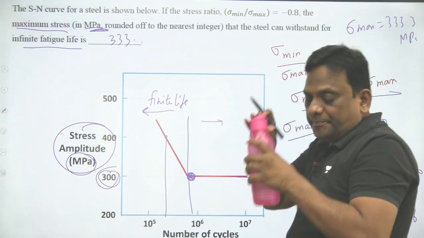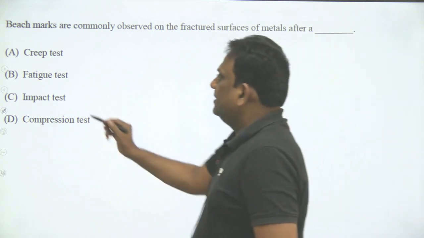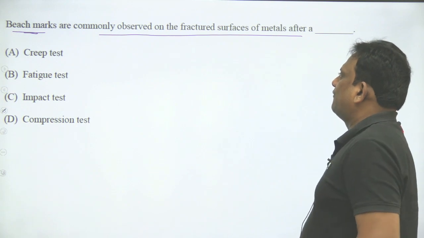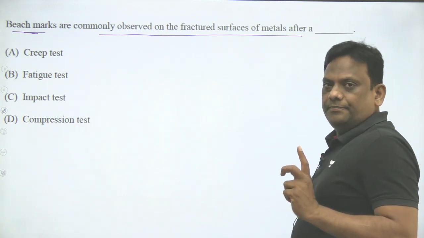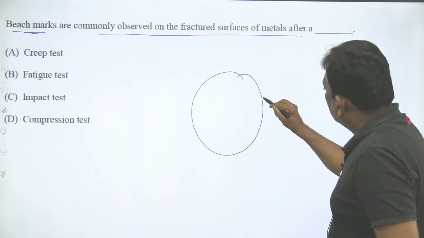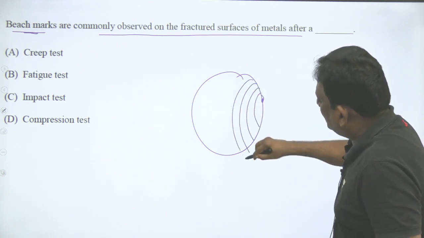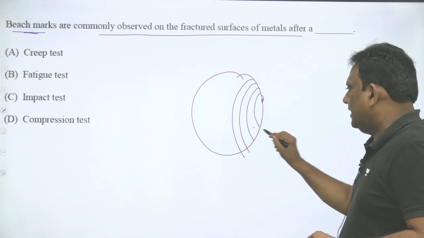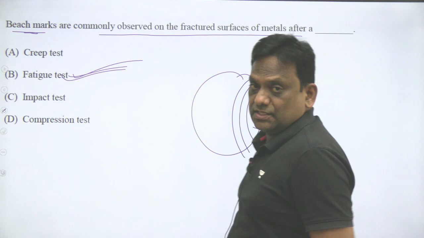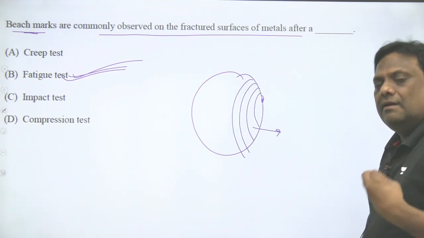So slowly I'll increase the toughness of questions. Take this question. Now see the question. Beach marks are commonly observed on the fractured surface of metals after. My dear students, beach marks are something like this. Here the crack is initiated and the crack is propagated something like this. These are beach marks, and these marks are found in fatigue test. So I think I had explained in my regular class also, beach marks are found in fatigue test.